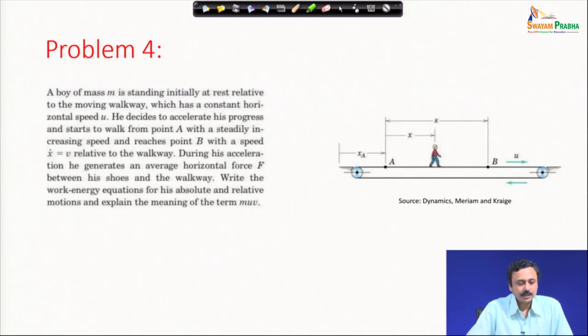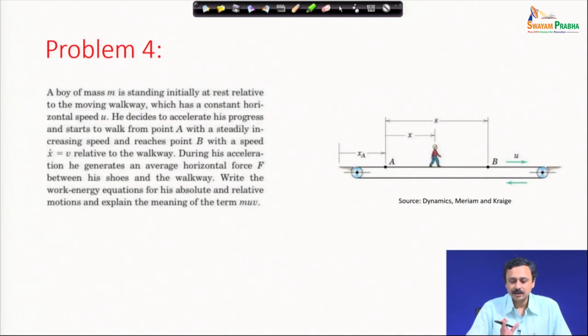This problem says that this boy of mass m is standing initially at rest relative to a moving walkway which has a constant horizontal speed u. He decides to accelerate his progress and starts to walk from point A with a steadily increasing speed and reaches point B with a speed x dot equal to v relative to the walkway.